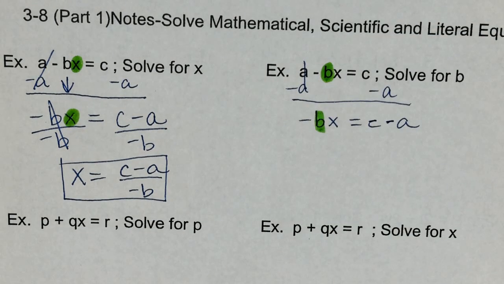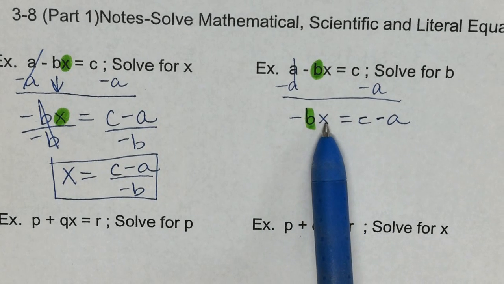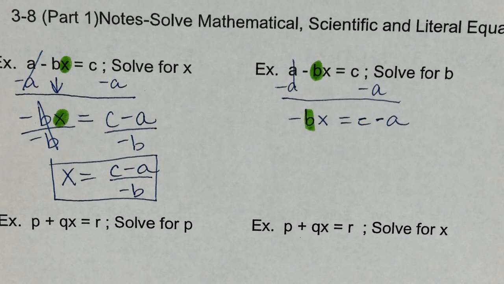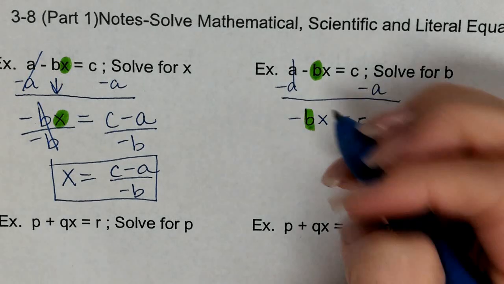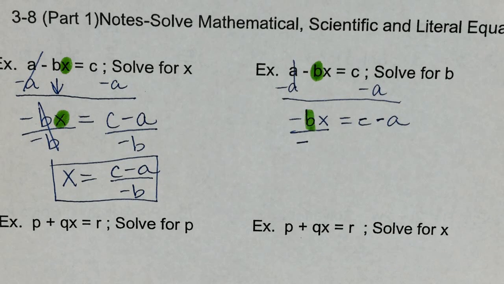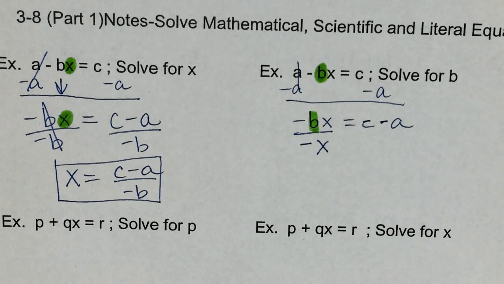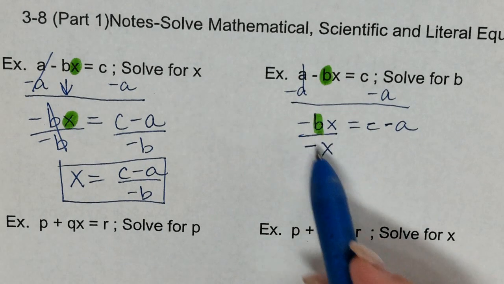So what's got to go? Tell me, there's two things that have to go. The negative sign and the X. Can I divide the whole thing by negative X? What's a negative divided by a negative? So could I divide by negative, and that would cancel the negative out, yes? Could I also divide by X, and that will cancel the X out? Are y'all with me? So would B be by itself if I do this?